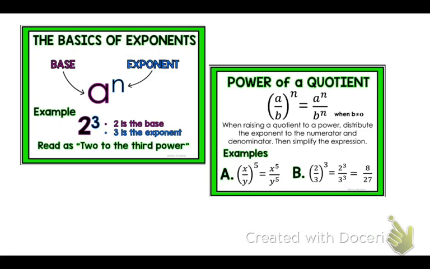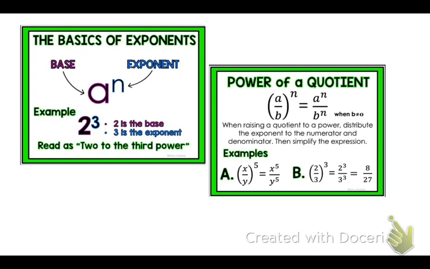Okay, we're going to go on to the last rule, which is power of a quotient. Earlier we were doing the ones with multiplication. Now we're going to be doing the ones with division. Whenever you raise a quotient to a power, you're going to have to distribute that exponent to the numerator and the denominator. And then you still have to simplify the expression if needed.